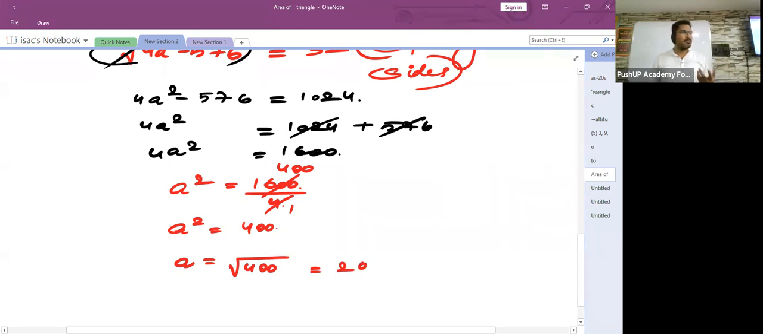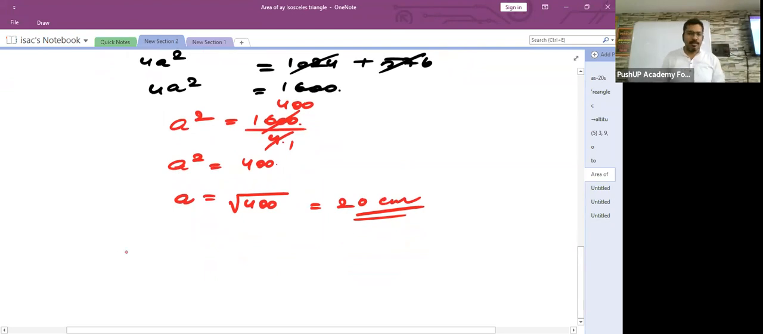The same enthusiasm should be there when I ask you the questions, okay? A is equal to what? 20. Shall we find the perimeter? So I think Anisha should answer. Perimeter is equal to how much?